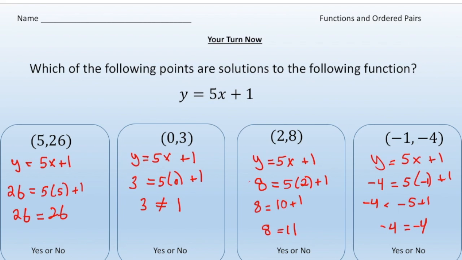And this time you determine if these points were solutions to the function. All right, and the first one, you should have ended up with 26 equals 26. And because they're equal, that point is a solution to the equation. All right, here you should have ended up with 3 does not equal 1, which means that point is not a solution. Here you should have ended up with 8 does not equal 11, so that's not a solution. And then the last one, negative 4 did equal negative 4, so because they're equal, that is a solution.